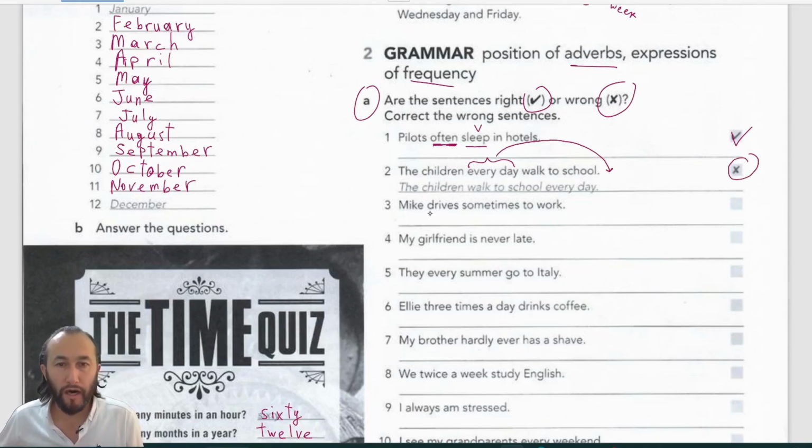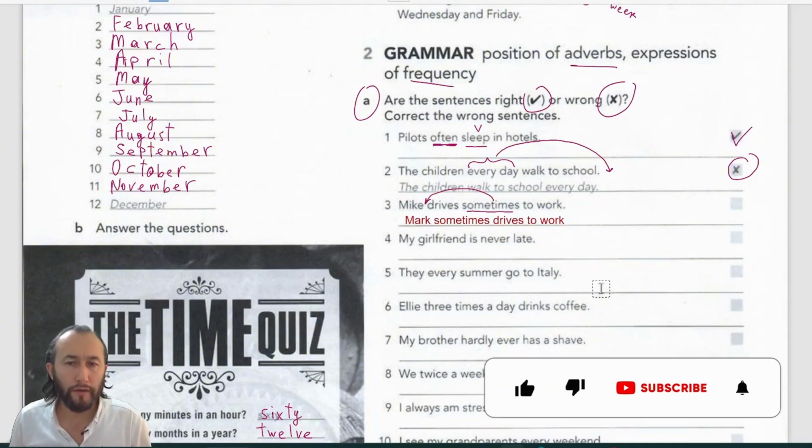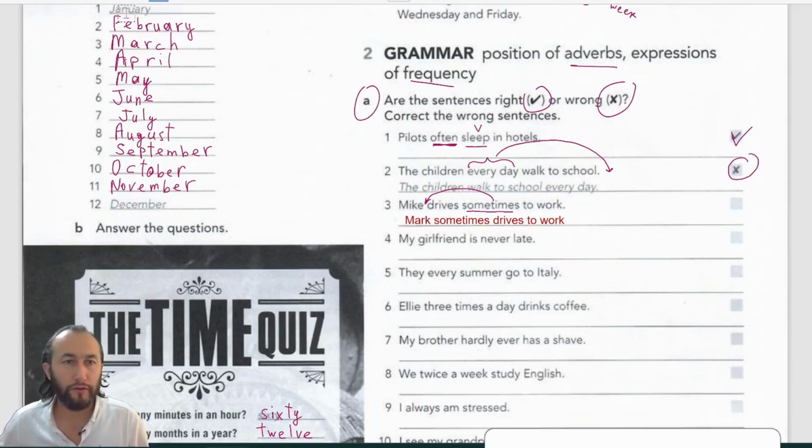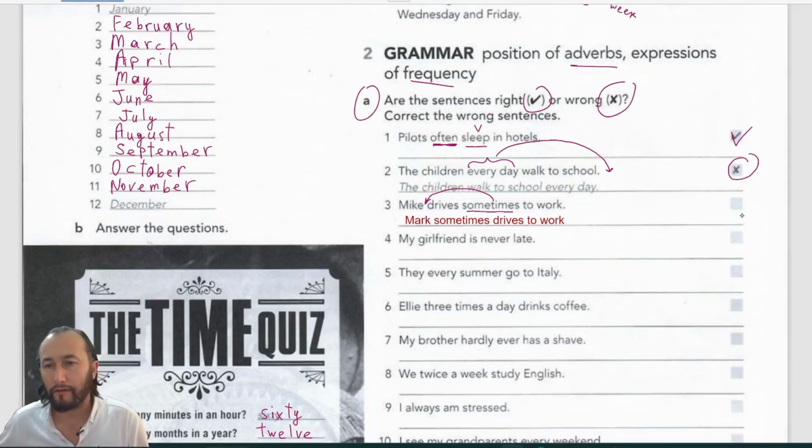Mike drives sometimes to work. That's a problem. Why? Because sometimes has to be placed before the verb. So we're going to do that now. I'm going to write it down for you. Mike sometimes drives to work. That's good. So now we got it corrected. This is a cross, obviously, because that was wrong and we corrected it.